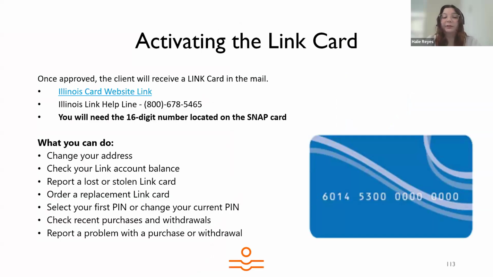When they are approved, they will receive the Link card in the mail. We just have some helpful links: the Link website here, and the phone number to the Link helpline. Recipients can call that hotline in order to activate the card. They would input the 16-digit number on the front and set up their PIN. Other things they can do on the hotline are change their address, check their account balance, report a lost or stolen Link card, order a replacement, change their PIN, and also check their recent purchases and withdrawals or report a problem with a purchase.